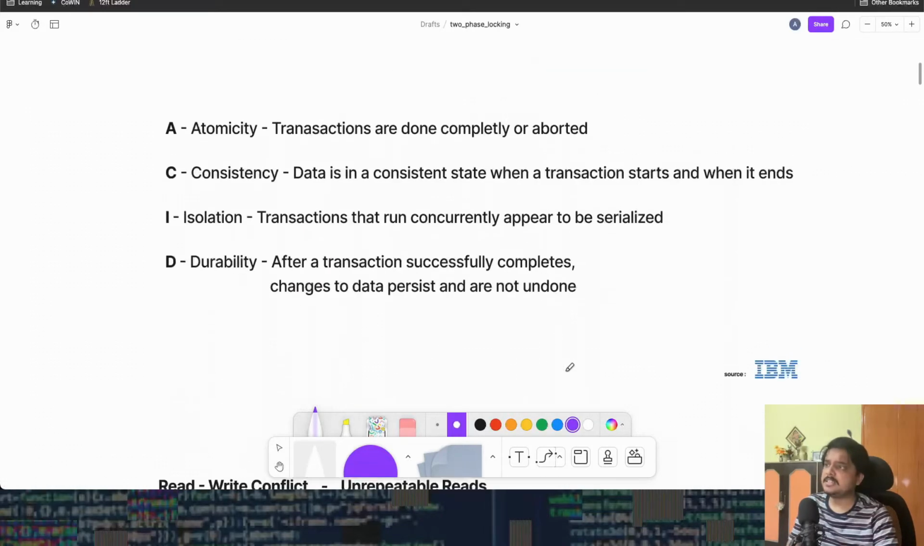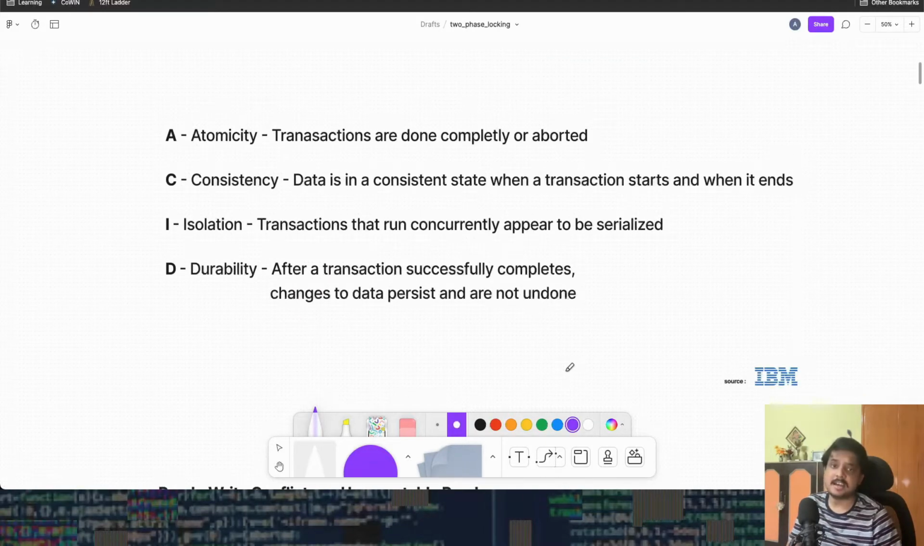See, ACID means atomicity, consistency, isolation, and durability. So let me give you some lines about them, but if you want, you can read more about it from elsewhere. Because this is some database fundamentals you should really know about before understanding this topic, right?